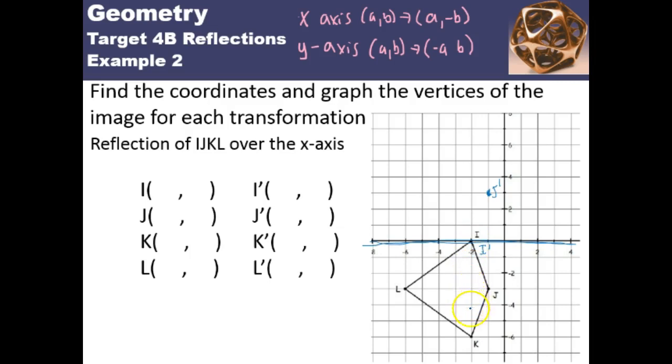And then K is 1, 2, 3, 4, 5, 6 below. So K prime has to be 6 above. 1, 2, 3, 4, 5, 6. And that would be K prime. And then L is 1, 2, 3 below, so L prime is going to be 1, 2, 3 above. And then I'm going to connect the dots.